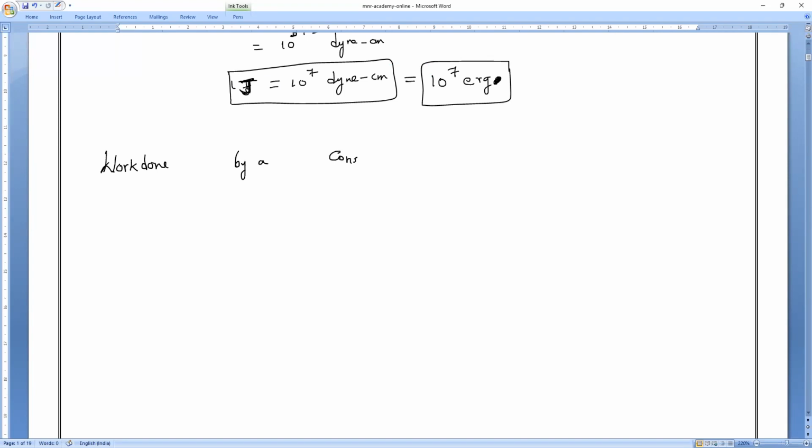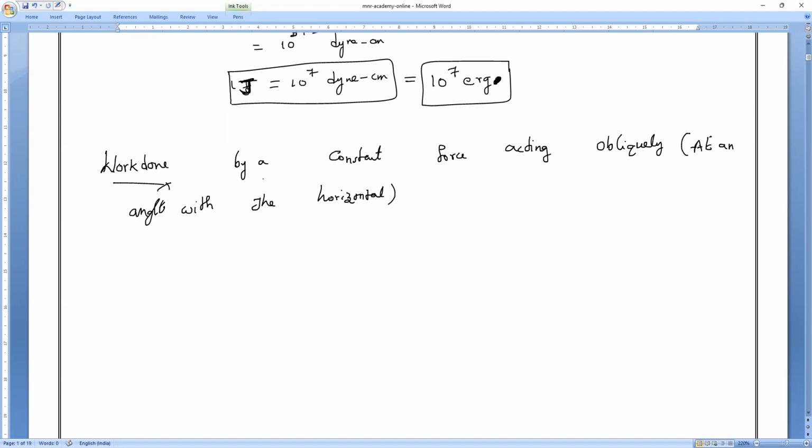by a constant force acting obliquely. So what do you mean by obliquely, everybody? At an angle. With an angle. At an angle with the surface. With the horizontal surface. So at an angle with the horizontal.